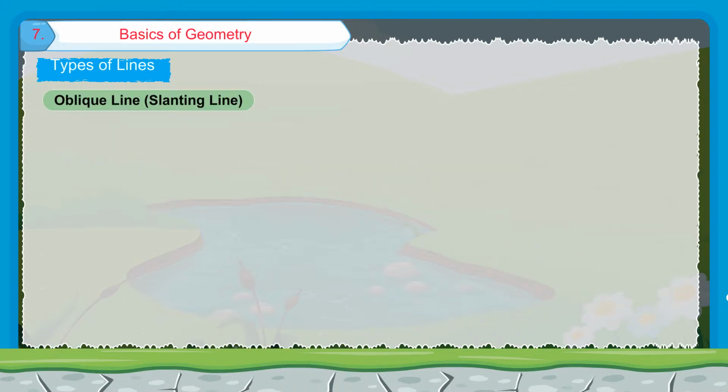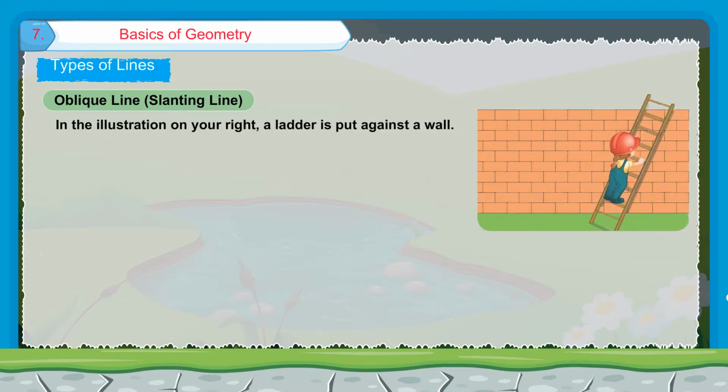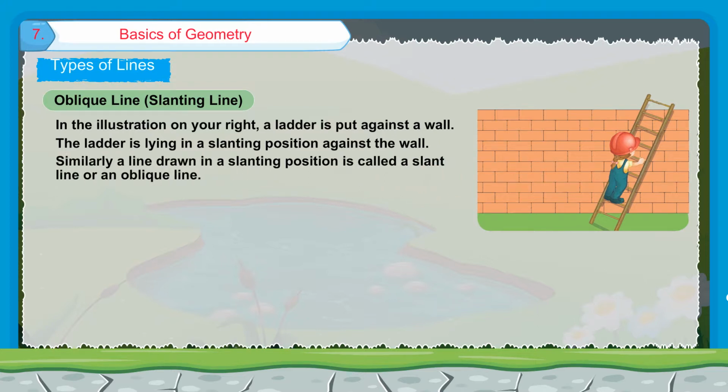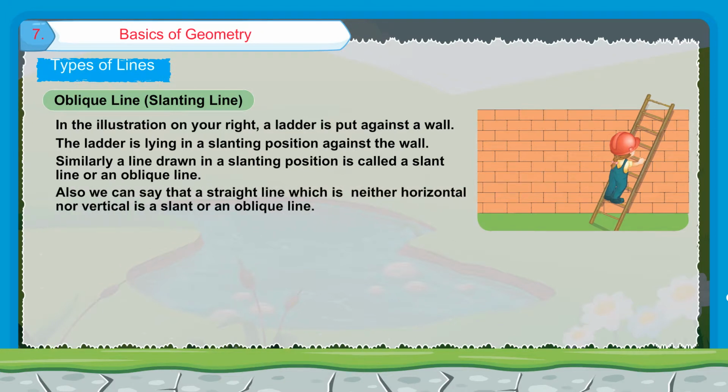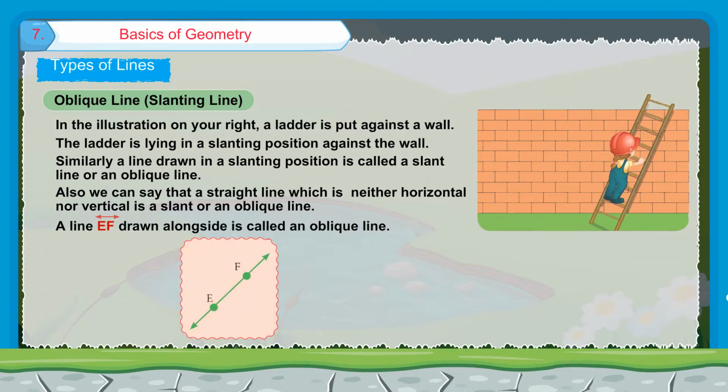Oblique line, slanting line. In the illustration on your right, a ladder is put against a wall. The ladder is lying in a slanting position against the wall. Similarly, a line drawn in a slanting position is called a slant line or an oblique line. Also, we can say that a straight line which is neither horizontal nor vertical is a slant or an oblique line. A line EF drawn alongside is called an oblique line. EF.